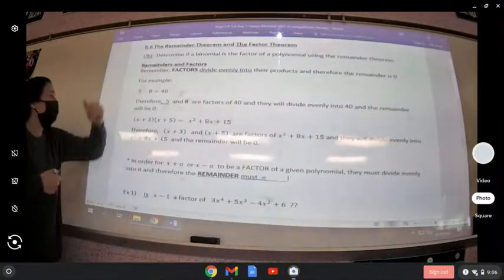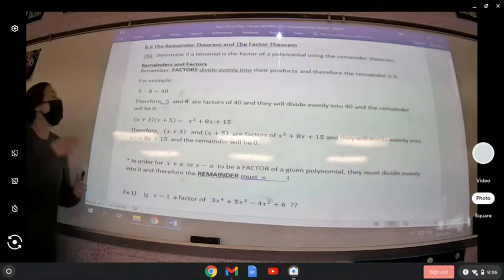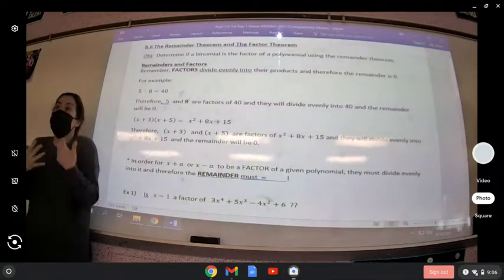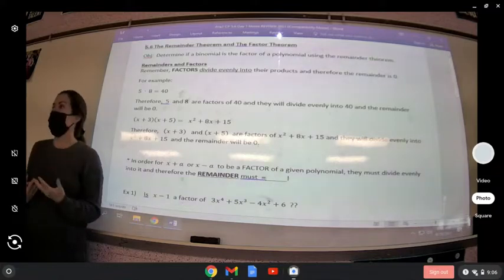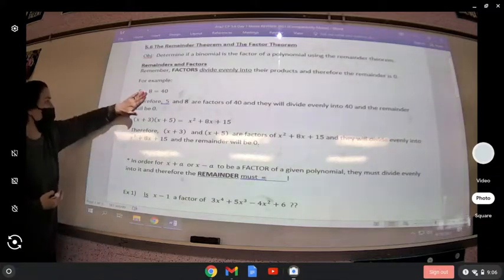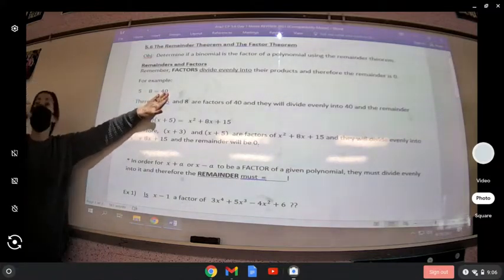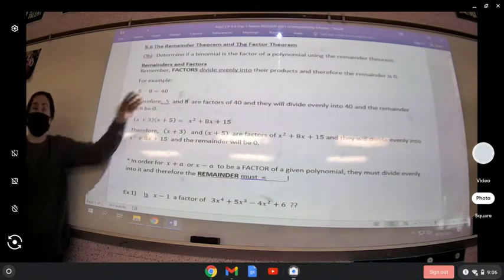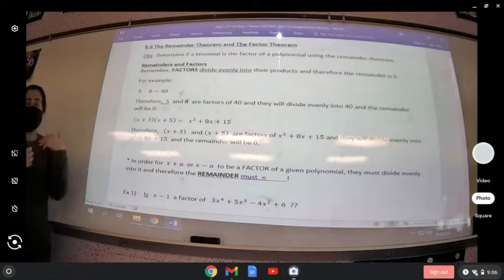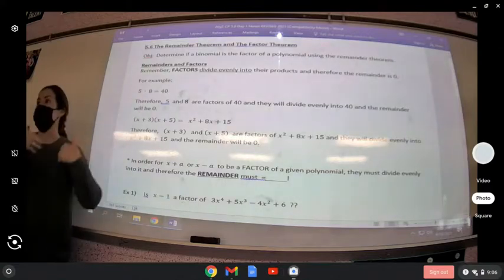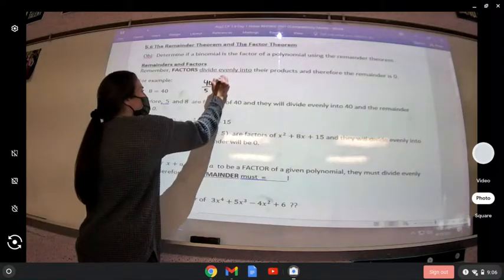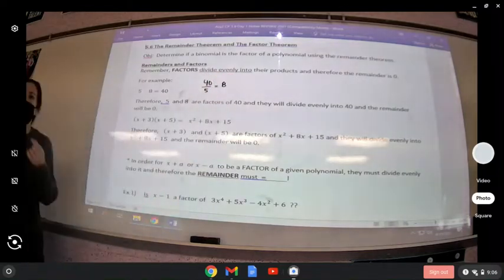So for example, take 5 times 8 equals 40. Since 5 times 8 multiply to 40, they are called factors of 40. They live inside of 40. But factors don't just multiply to 40. Factors should also divide evenly into their product. So 5 should divide evenly into 40, and it does, because 40 divided by 5 is 8, no remainder.